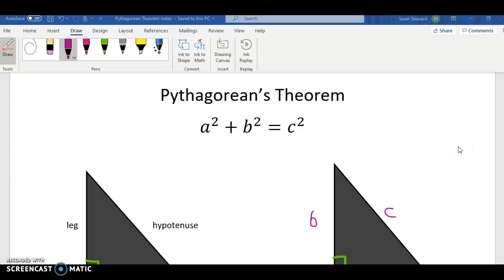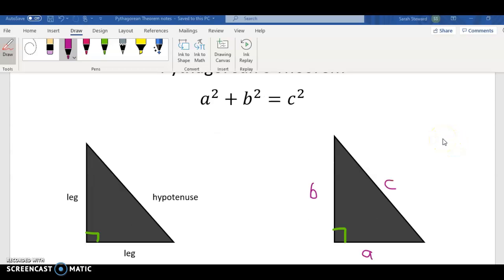Pythagorean's theorem. This is what we're going to use to find the different side lengths of right triangles. Now, we are able to use this theorem to find either the legs or the hypotenuse of the triangles. And it's actually really easy to do. It's a squared plus b squared equals c squared. And all of that doesn't really mean much to you right now, but we're going to make sure that it does here in a couple minutes.